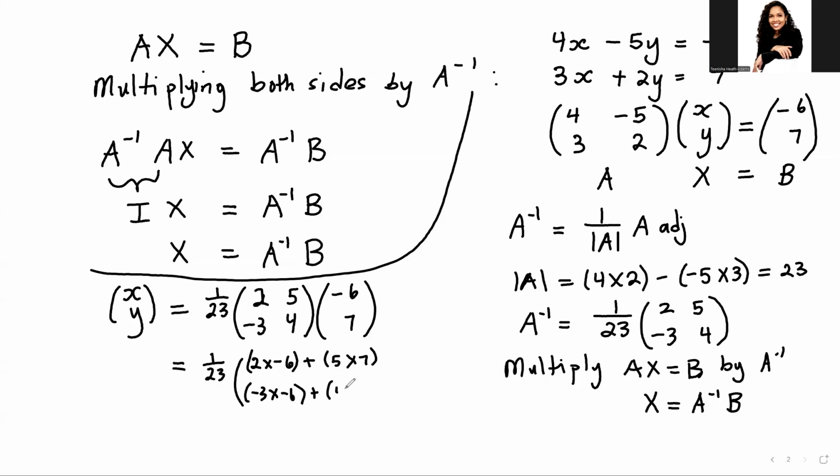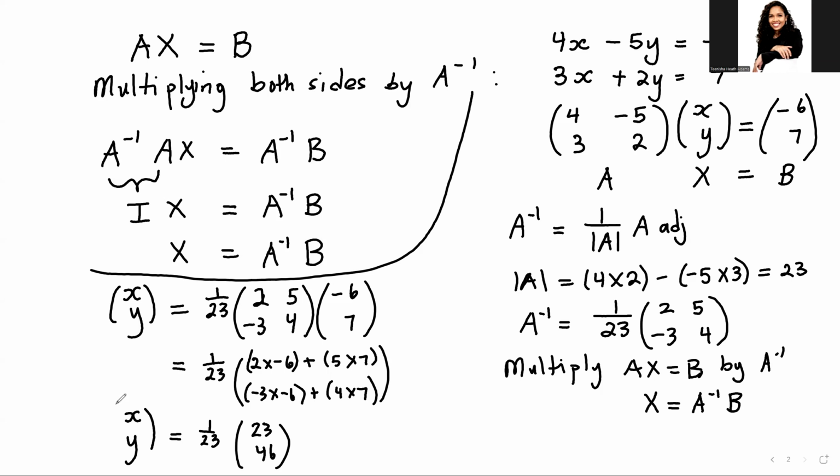plus 4 times 7. All of that will give me 1 over 23 times, well, let's check it, 2 times negative 6 plus 5 times 7 is 23. And then on the bottom, I have negative 3 times negative 6, which is positive 18, plus 4 times 7, which is 46. So my answer here will be 1 over 23 by 23 over 46.